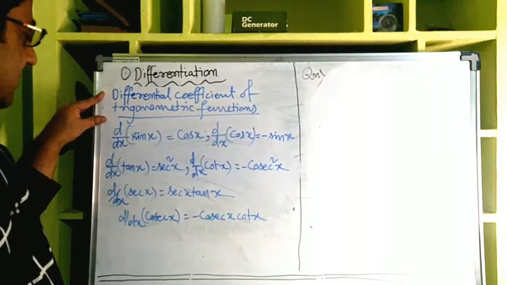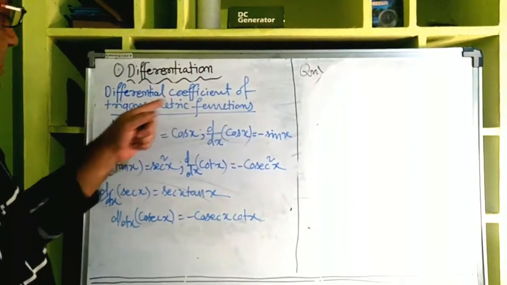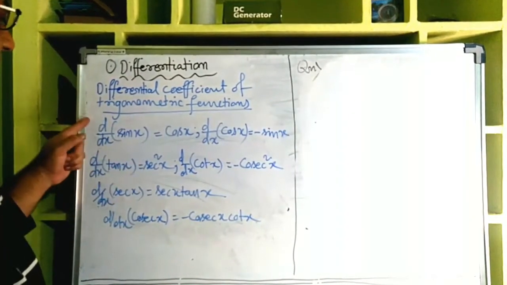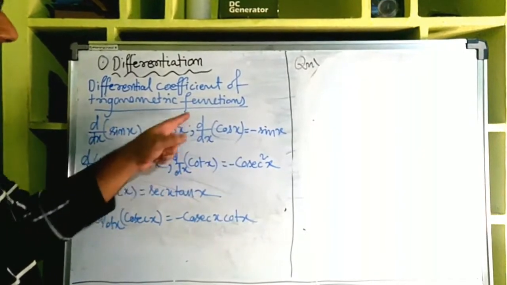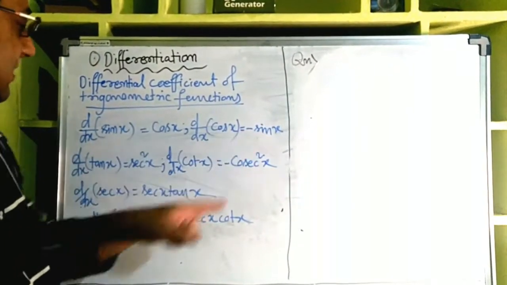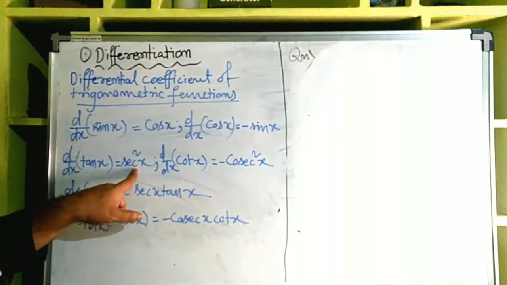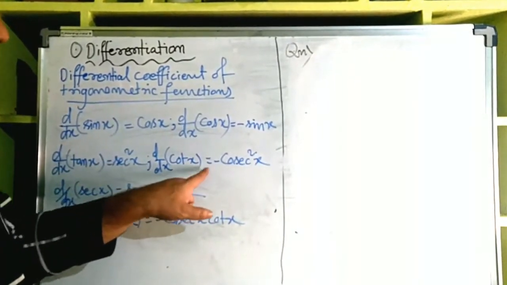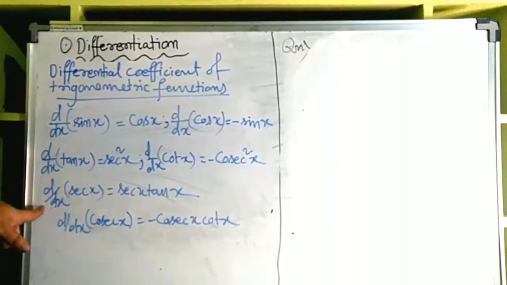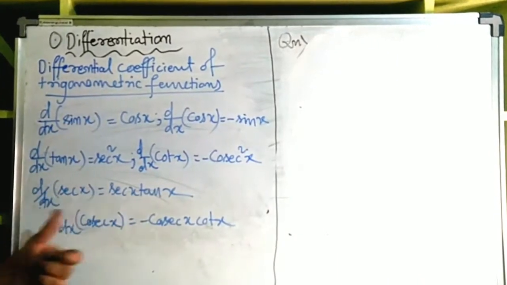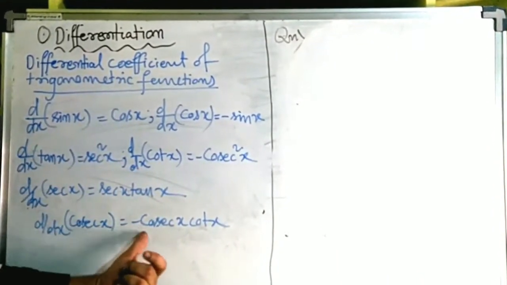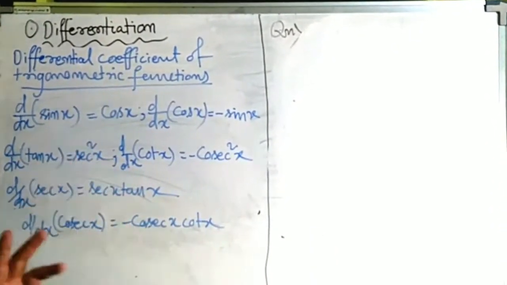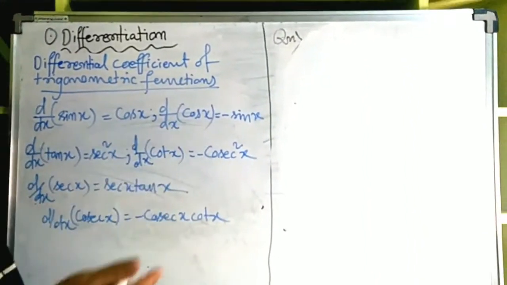Well, now, as I have said, we have to remember some things. Differential coefficient of trigonometric functions. d by dx of sin x is cos x. d by dx of cos x is minus sin x. d by dx of tan x is sec square x. d by dx of cot x is minus cosec square x. d by dx of sec x is sec x tan x, and d by dx of cosec x is equal to minus cosec x cot x. You have to remember this. And after that, let us take up some questions.